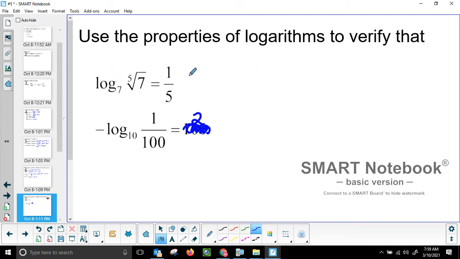When you're verifying, all you do is start with one side of the equation and make sure that you get to the other. So here, I'm going to start with log base 7 of the 5th root of 7. Now remember, we talked yesterday about fractional exponents and that kind of stuff. I can actually write the 5th root of 7 as 7 to the 1/5 power. Now I can use my power property to bring this exponent out in front as a multiplier.